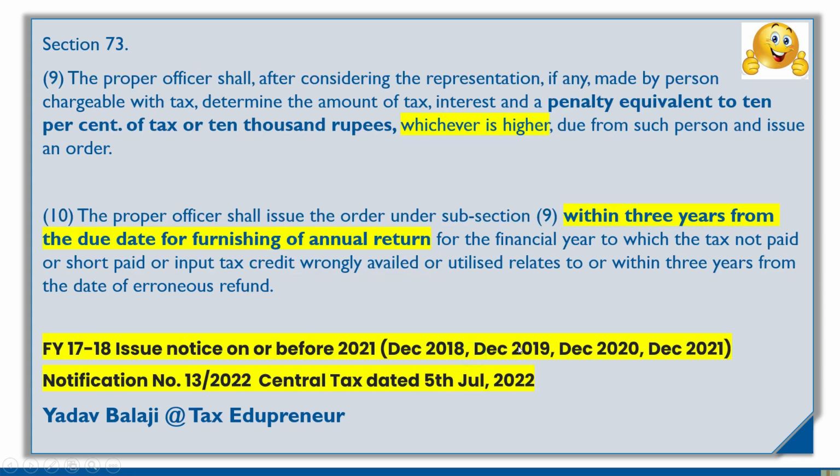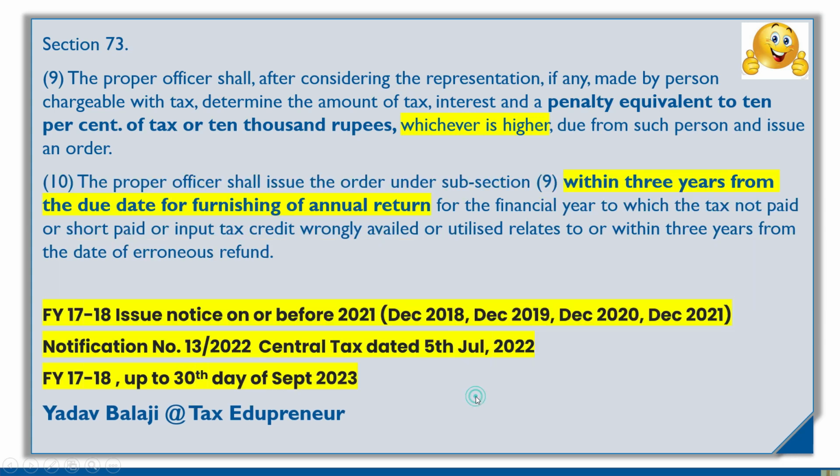So here the due date is over, but the notification 13/2022 dated 5th July 2022 was issued, where they extended the date for financial year 17-18 up to 30 September 2023. So now it's going on June. So till September 2023 they have a time limit to issue the notice. So till then you can't sit quietly. If you made any mistake for 17-18, there is a time limit till then.